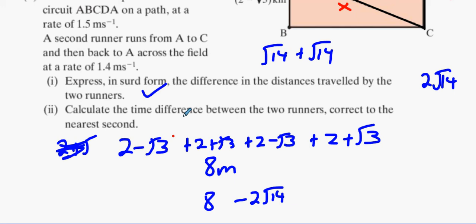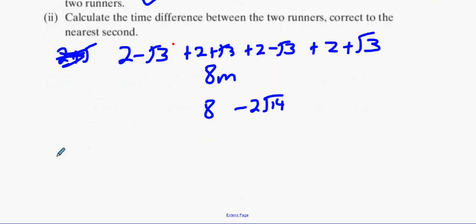Calculate the time difference between the two runners correct to the nearest second. Distance equals what, guys? Or sorry, time equals. Everybody remember the DST triangle? Try ask your parents about that one. So DST, distance over speed equals time, or distance over time equals speed, or distance equals speed multiplied by time.